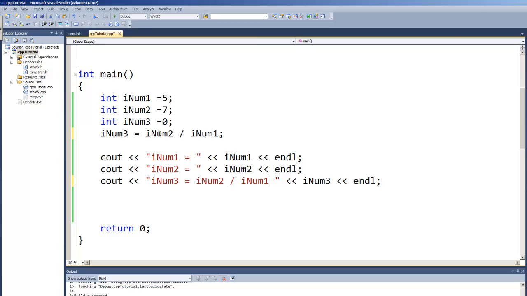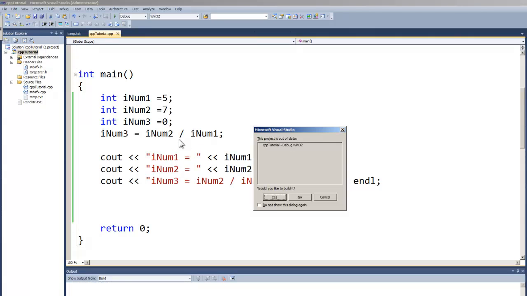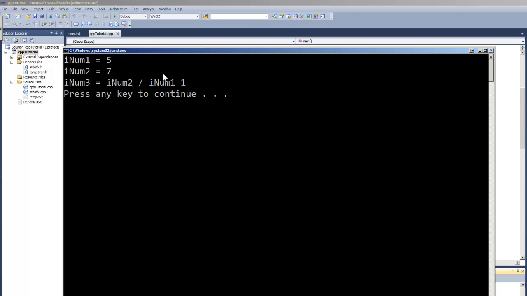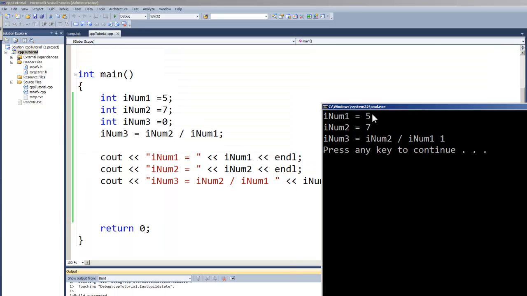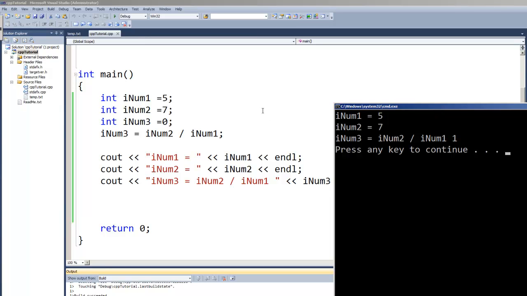And this time we're doing inum2 divided by inum1, and we could see from the floating point numbers, if we did 7 divided by 5, we would get something along the lines of 1.4 with floating point numbers. But when we do this with integers, watch what we get. 7 divided by 5 says 1. Well, not 1.4. It gives us 1 because this is an integer value, and an integer value gives us an integer result.